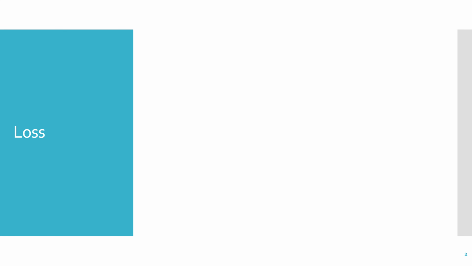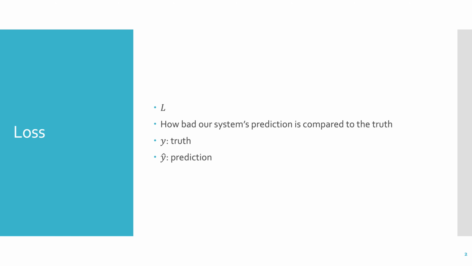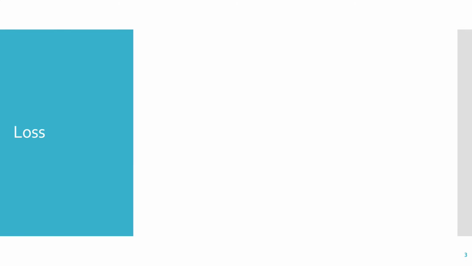Before we dive into linear classifiers, we're going to talk about loss. Loss is usually represented by L. L tells us how bad our system's prediction is compared with the truth. Y is the truth, sometimes referred to as the ground truth, but you know it as a label or the class. And y hat is the prediction. L of y, y hat is a measure of error. Loss is something that you, the programmer, have to decide based on your problem. So it's a hyperparameter.